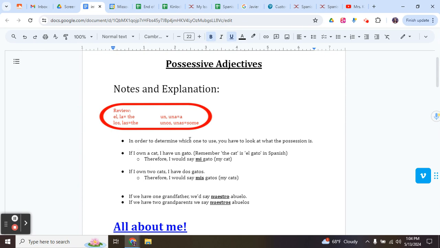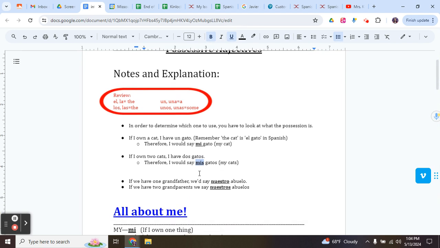So in order to determine which one of the possessive adjectives you're going to use, you have to look at what the possession is. So in other words, if the possession in this case is a cat, un gato, then I will say mi gato, the singular, because I only have one cat. But if I have two cats and it's the plural, then I'm going to say mis gatos. And that's all there is to know about it. Just there's a singular and a plural, mi and mis. Now remember, I'm only one person, but if I have two things in my possession, then it's the plural one, and if I have one thing in my possession, it's the singular.